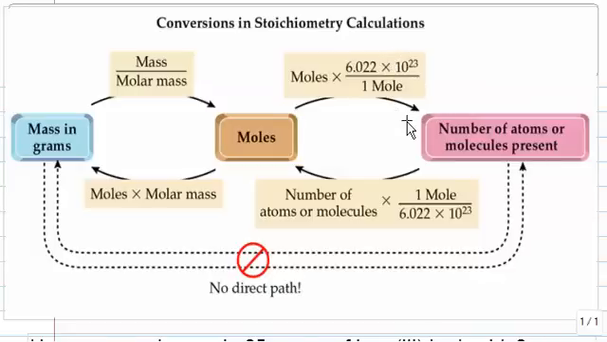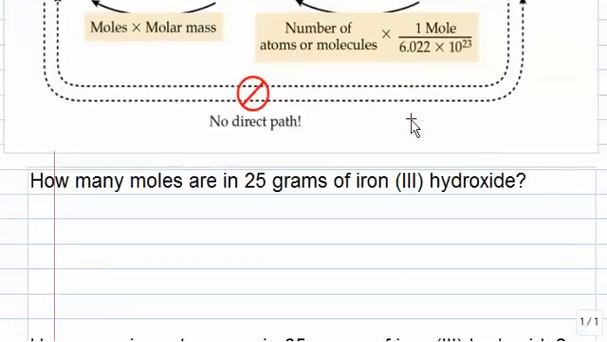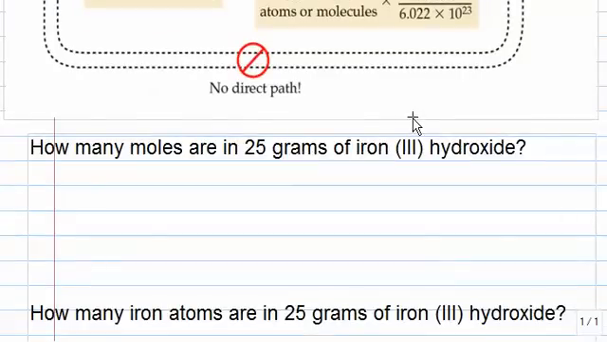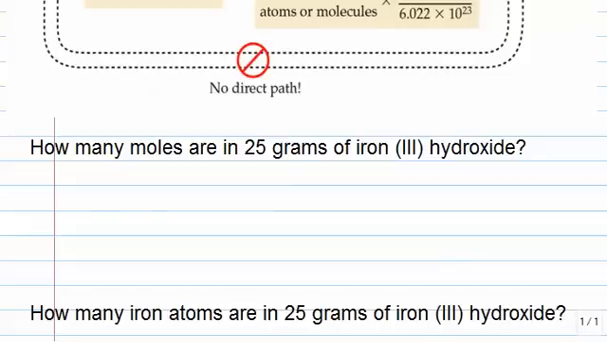Okay, and so I wanted to do a couple of quick examples here. So for example, if we have 25 grams of iron 3 hydroxide, that is ferric hydroxide, how many moles of ferric hydroxide do we have? Okay, and so our first step is going to be to figure out what is our molar mass of ferric hydroxide, iron 3 hydroxide. So to do that, we need to know the formula of this substance, and iron 3 means that iron has a +3 charge, and we know hydroxide has a -1 charge.